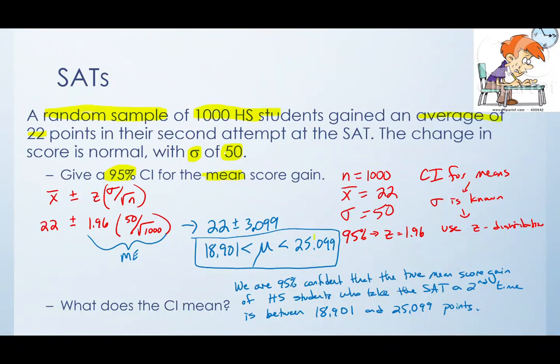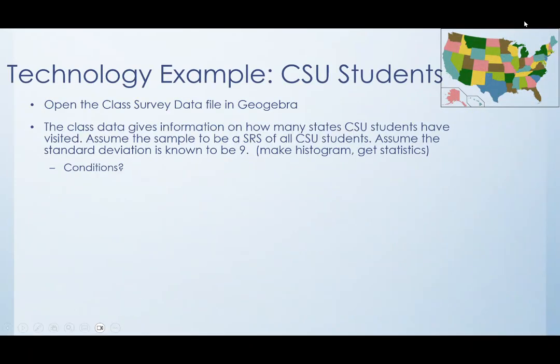And so again, you could have written this a little bit shorter. We are 95% confident that the true mean score gain is between 18.901 and 25.099 points. That would be generally sufficient. All right, I think that's the end of this problem. Yep, so we'll stop there.